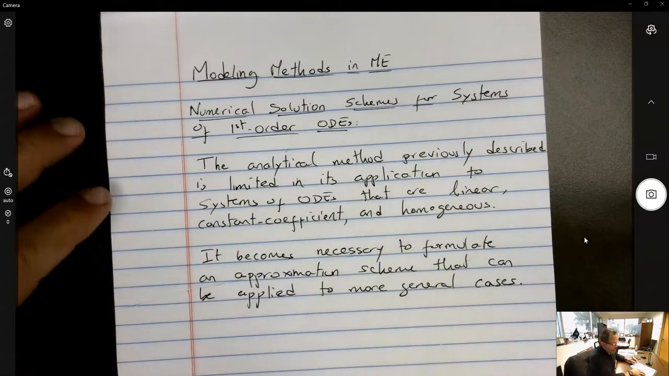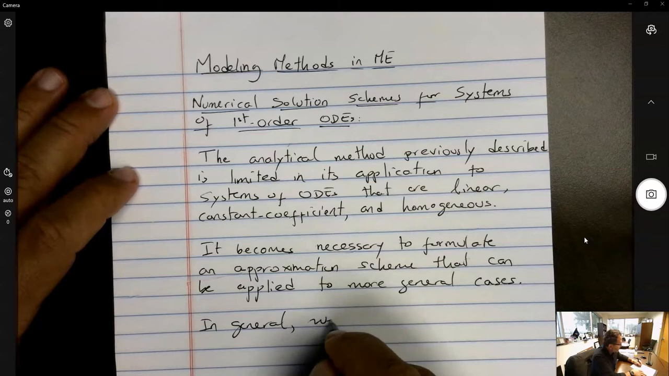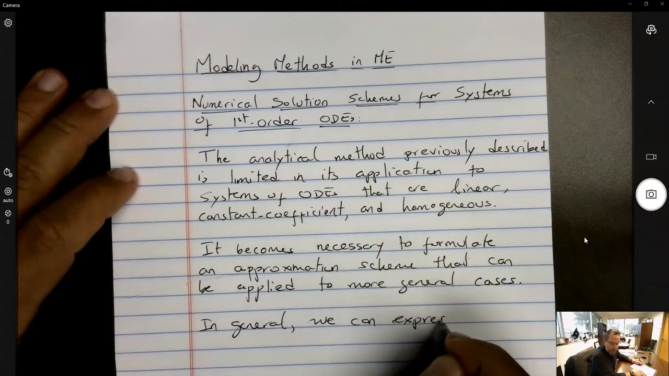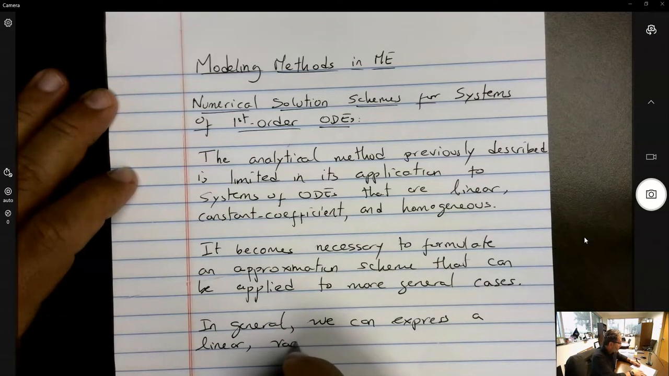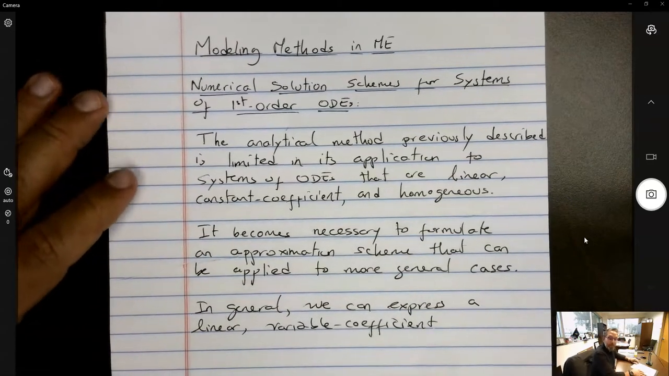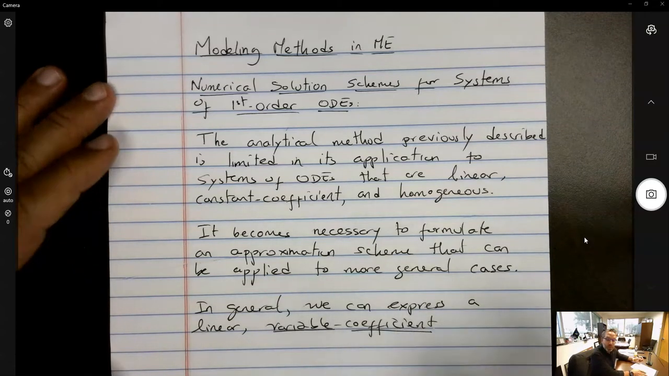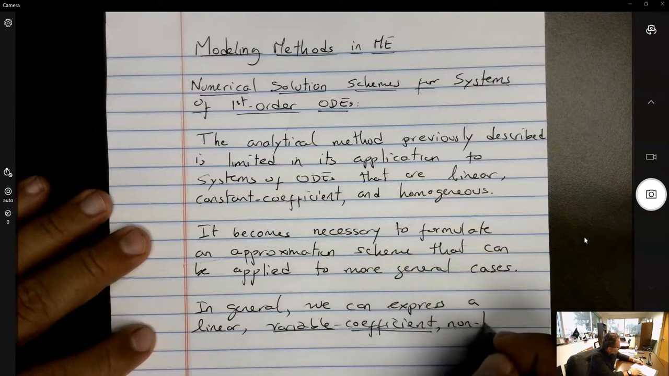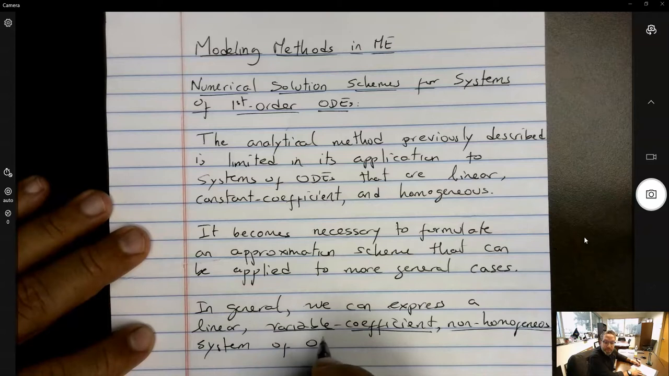So, in general, we can express a linear variable coefficient system. Let's just keep it linear, although this methodology that I'm going to discuss also works for nonlinear, but let's now extend it to variable coefficient and also non-homogeneous systems of ODEs.